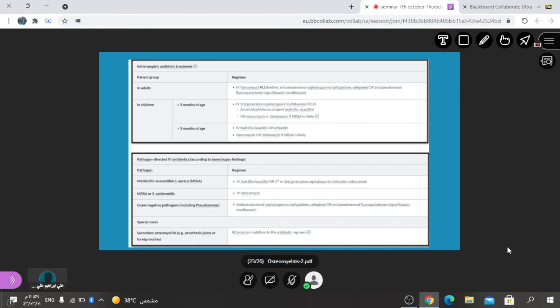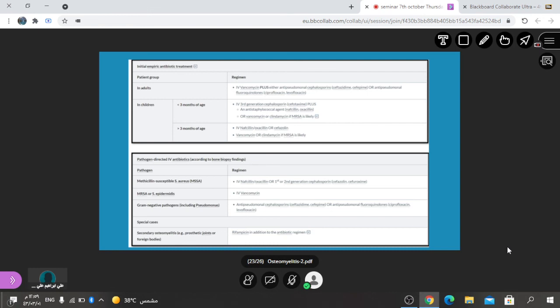Here we have methicillin-susceptible Staphylococcus aureus. We could give an anti-staphylococcal penicillin, like IV nafcillin or oxacillin, or first or second generation cephalosporins. IV vancomycin is given if the result shows MRSA or Staphylococcus epidermidis.